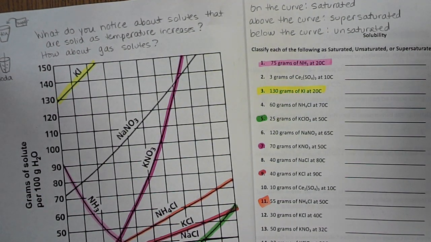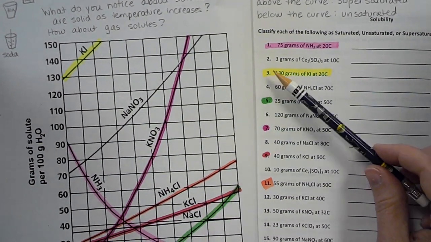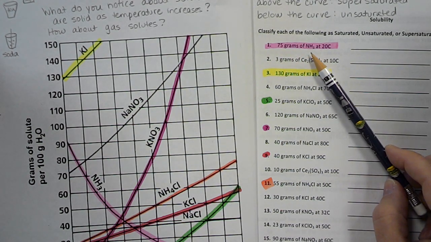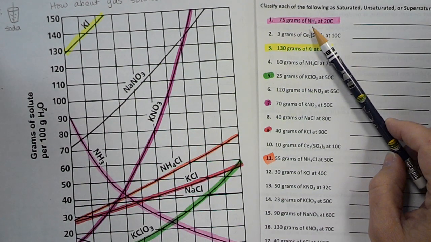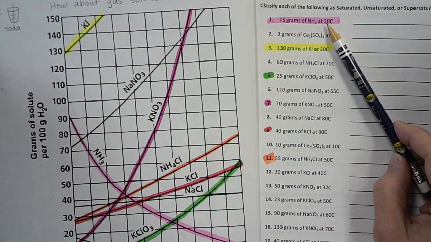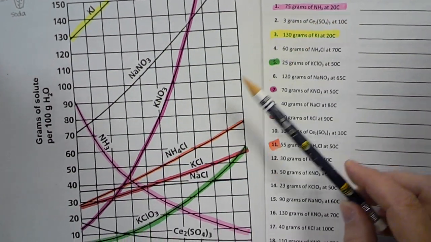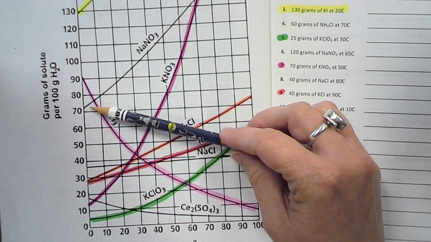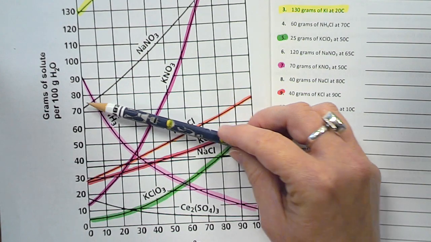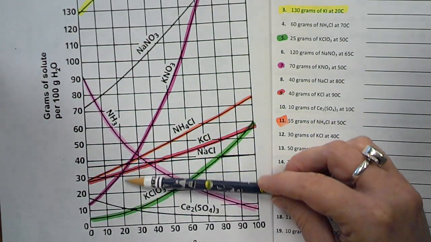So let's do a couple of examples. The main thing to remember is that you're looking at the right curve. So in this case, we're looking at ammonia. Ammonia is a gas, and we're going to determine at 75 grams and 20 degrees C, where am I compared to the curve? So 75 grams is here. 20 degrees C is here.